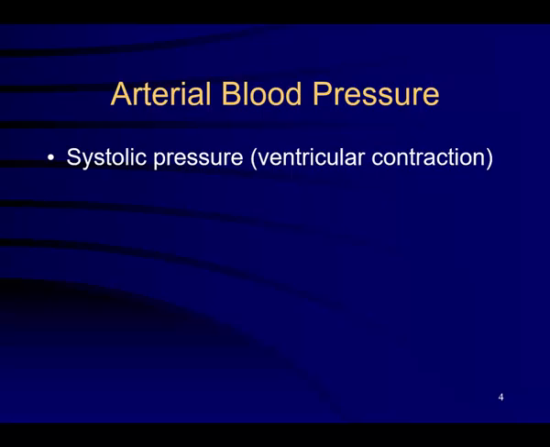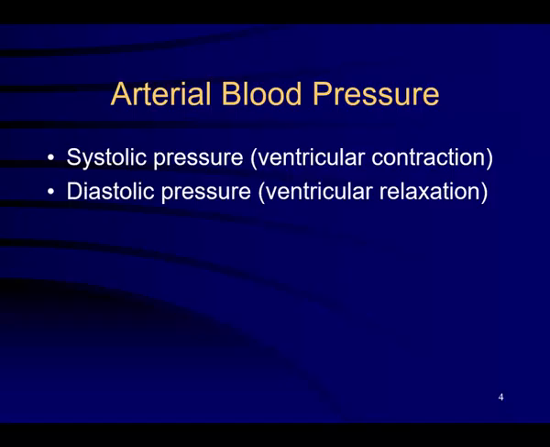Systolic pressure is when the ventricles contract. This is the top number in the blood pressure reading. And when they relax, this is diastolic pressure, the lower number in the blood pressure reading, or the bottom number. Homeostatic blood pressure is supposed to be 120/80.